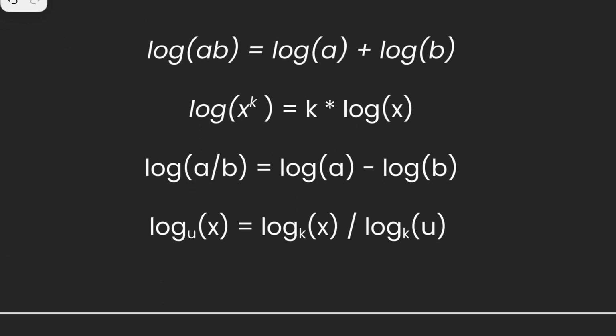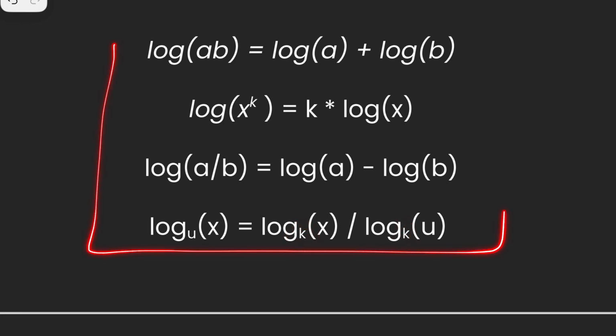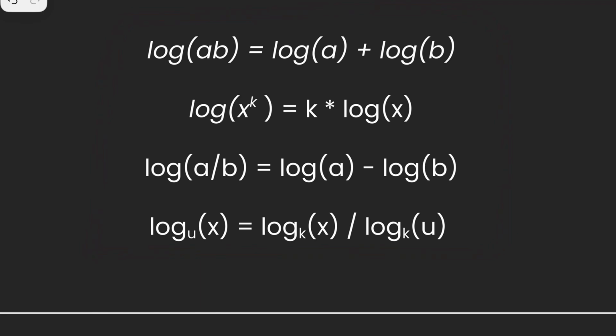There are some properties of log. Log of a times b is just the addition of log a plus log b. Log x to the power k is just k times log x. Log of a by b is just log a minus log b, and you can take out this base and write it under division with some common k as a base. So these are the 4 most important properties of log.